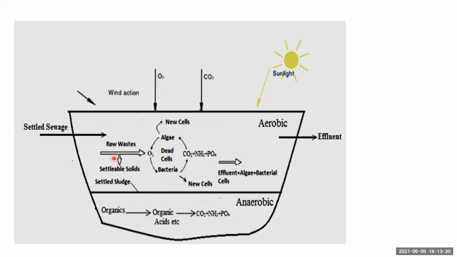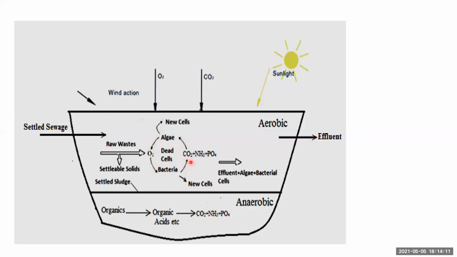Whatever raw waste or liquid waste is present, bacteria consume or degrade the organic matter present in the waste. What do bacteria do? They degrade, break down, or oxidize the organic matter present in the waste utilizing oxygen. So bacteria consume oxygen, oxidize the organic matter, and new cells are formed, or the number of bacteria increases because they grow on the organic matter. In doing so, bacteria liberate carbon dioxide gas along with ammonia, phosphates, etc.